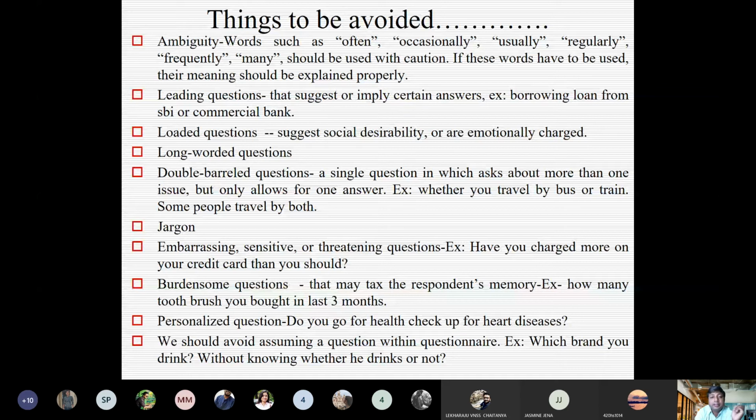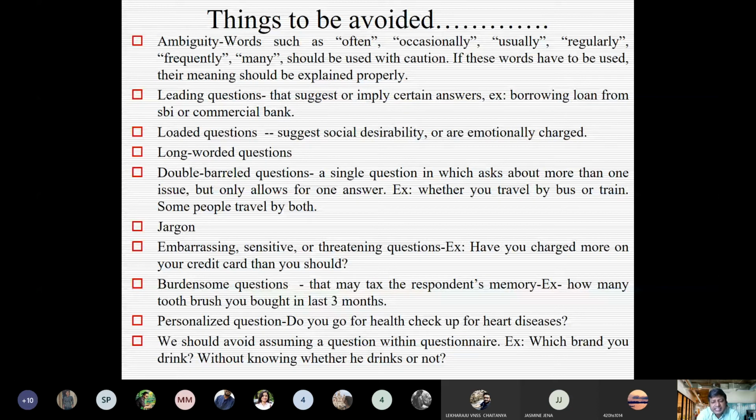Whether you travel by bus or train, it is double barrel. So some people may travel both by bus and train also. So I can ask them how you travel. There I should not mention whether you travel by bus or train. Then jargons, I should avoid some jargons. I should not use lots of jargons in my writing. So my write-up should avoid jargons in the questionnaires.